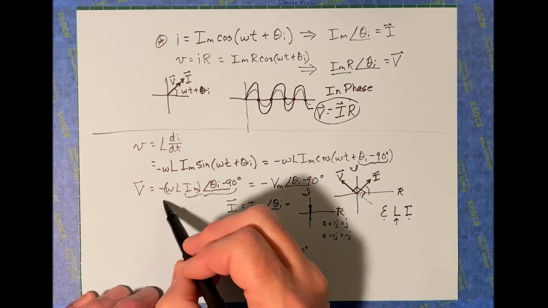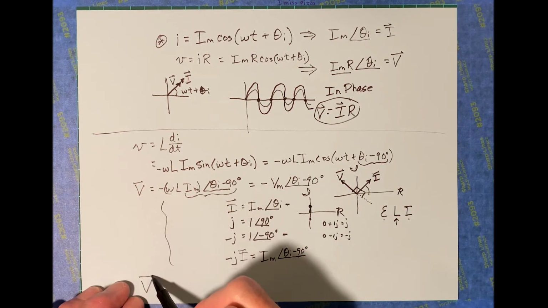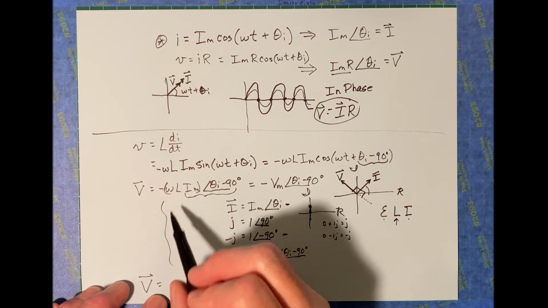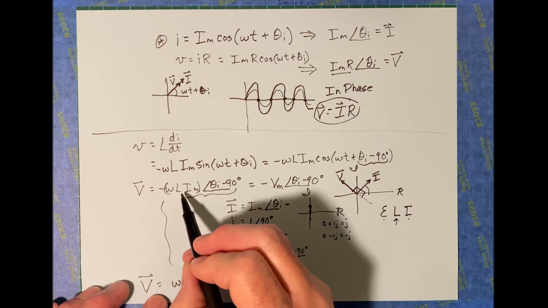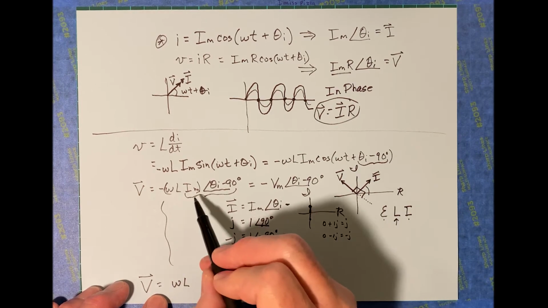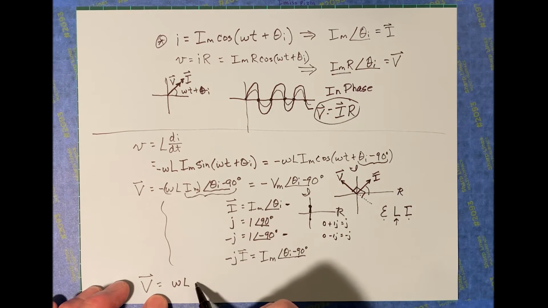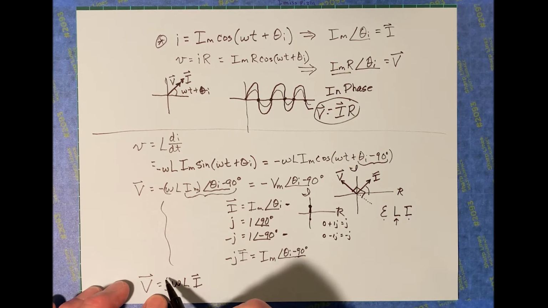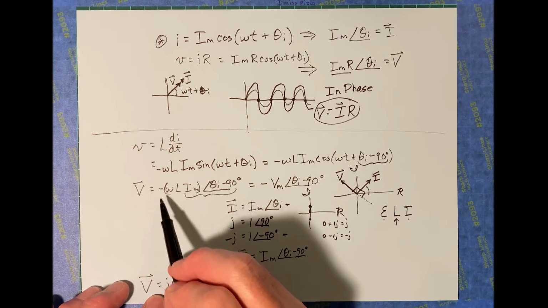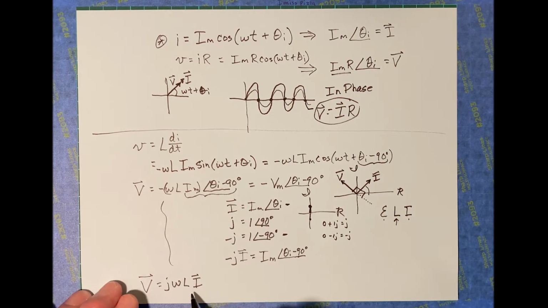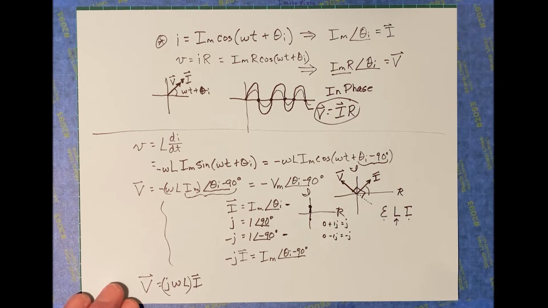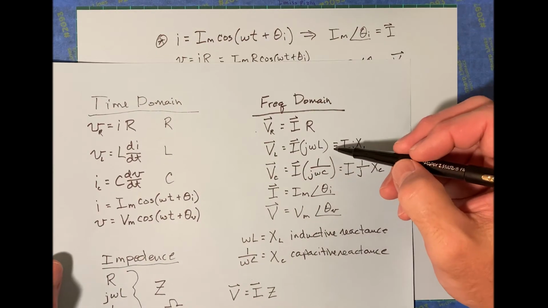So let's bring this down and rewrite phasor V for the inductor. It's going to be omega times L times phasor I, and now we have this minus j, we put that up front, and this minus is going to cancel that minus, so we're left with that right there. And that is what looks like this right here.